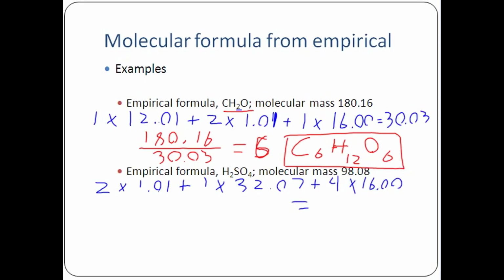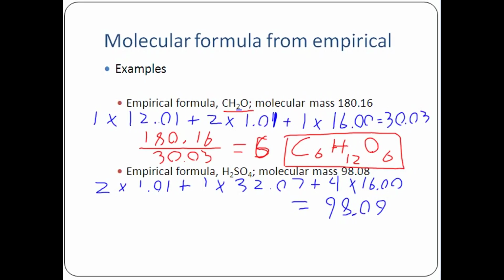This time I will use a calculator. What we find is that 2 times 1.01 plus 1 times 32.07 plus 4 times 16, when you do that, you get a total of 98.09. So that's what we get for our empirical mass.